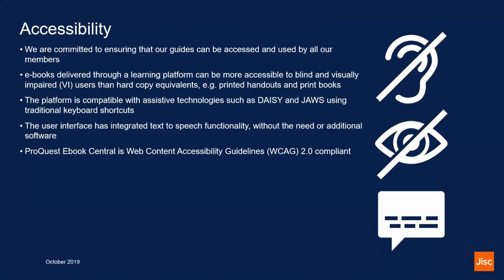Okay, so accessibility. At Jisc, we're committed to ensuring that our guides can be accessed and used by all of our members. Ebooks delivered through a learning platform can be more accessible to blind and visually impaired users than hard copy equivalents, for example, printed handouts and print books. The platform is compatible with assistive technologies such as Daisy and JAWS, using traditional keyboard shortcuts. The user interface has integrated text-to-speech functionality without the need for additional software. ProQuest eBook Central is Web Content Accessibility Guidelines 2.0 compliant. At the end of the webinar, we'll send some useful links where ProQuest have put up a 2-minute video on some of that accessibility functionality.